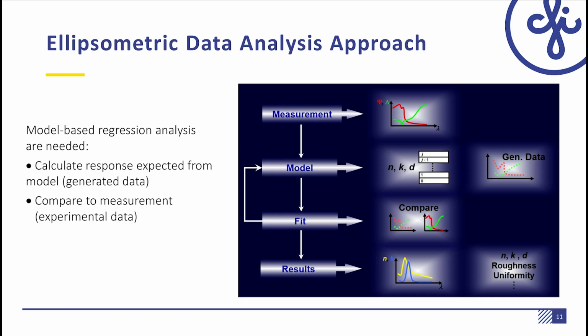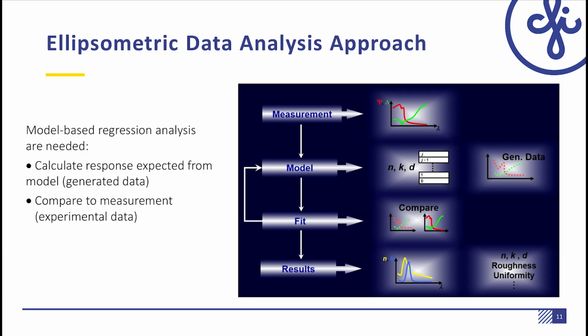So we start with measurement. It is experimental data such as psi and delta spectra as a function of incident angle, or even some other parameters like applied voltage or temperature in the case of in situ ellipsometry. And we do this scan over the wavelength range.